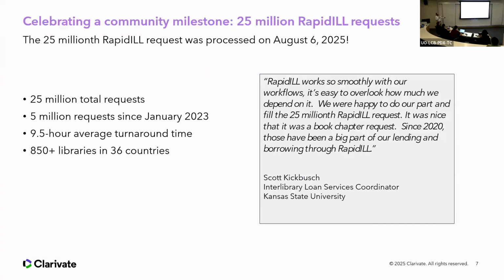So I want to celebrate a milestone, and I think this is the first time we've shared this information in public, but we just passed the 25 millionth RapidILL request. Yay. It was processed on August 6, 2025. The borrowing library was UC Boulder. The lender here, Kansas State University.